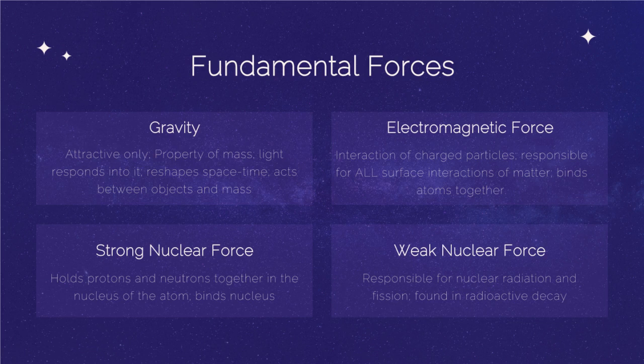Gravity is a property of mass and it attracts bodies, and light responds to it. It reshapes space and time, and also acts between objects with mass. Electromagnetic force includes the interactions of charged particles and is responsible for all surface interactions of matter, and it binds atoms together. Strong nuclear force, on the other hand, holds and binds protons and neutrons together in the nucleus of the atom, while the weak nuclear force is responsible for nuclear radiation and fission that can be found in radioactive decay.